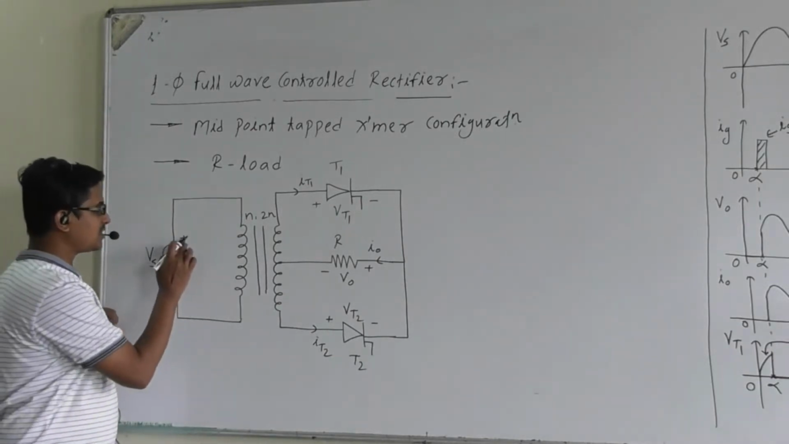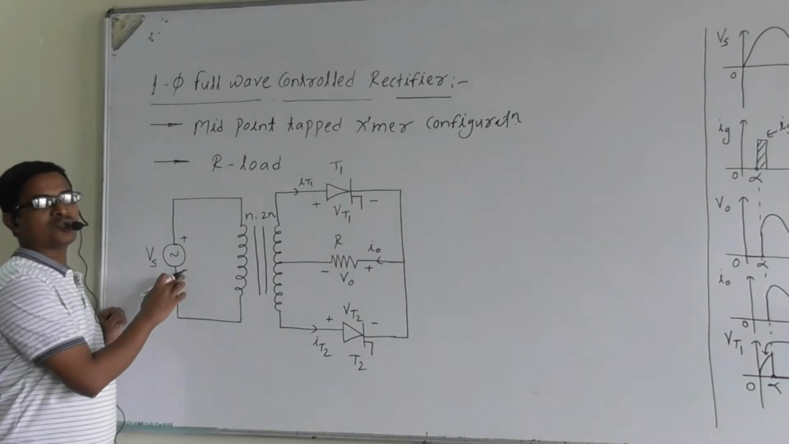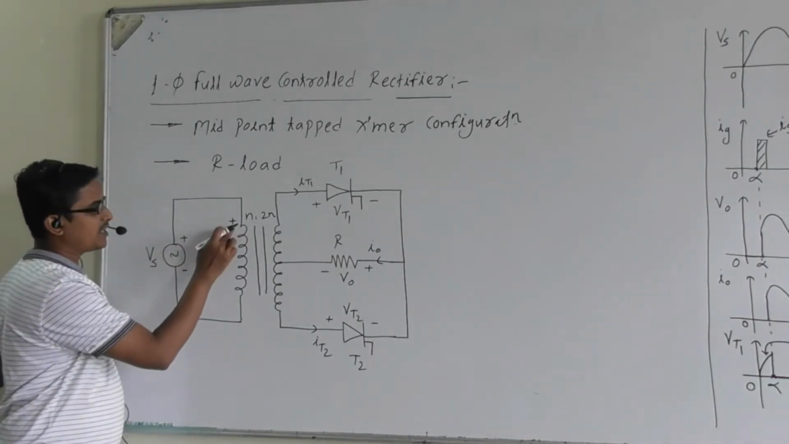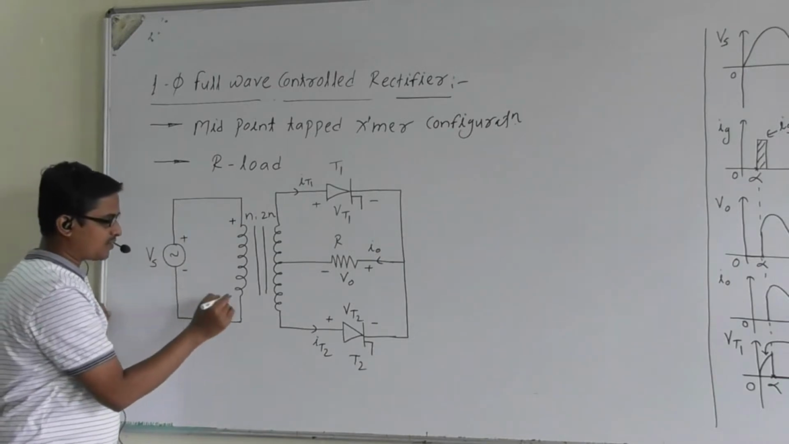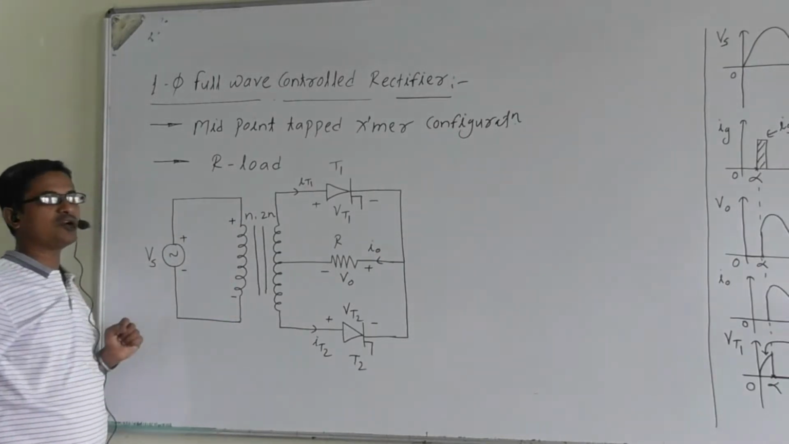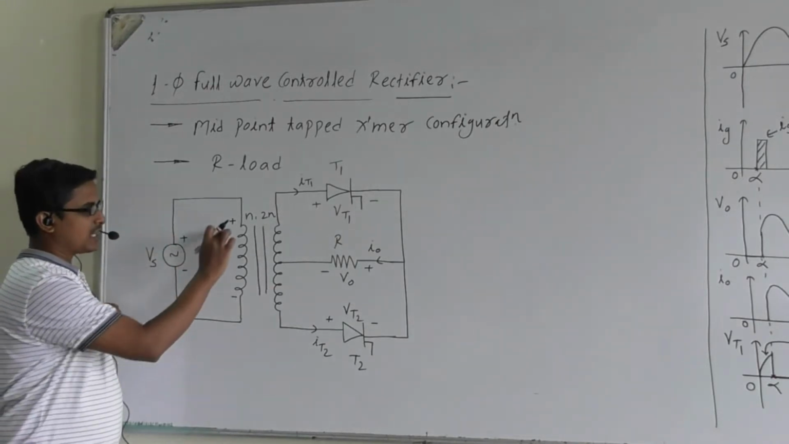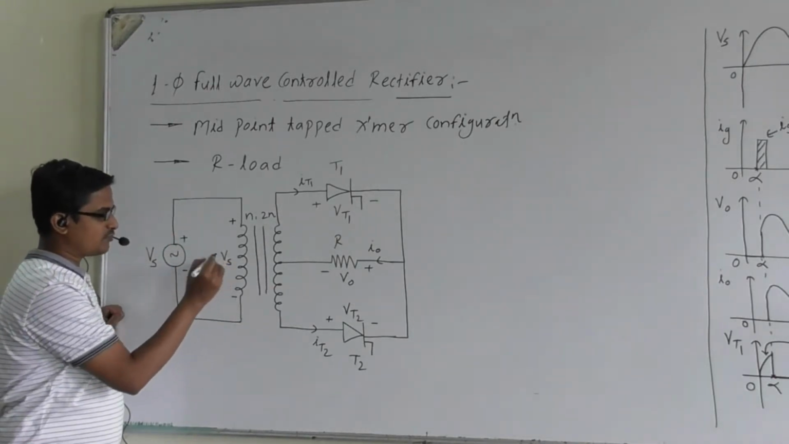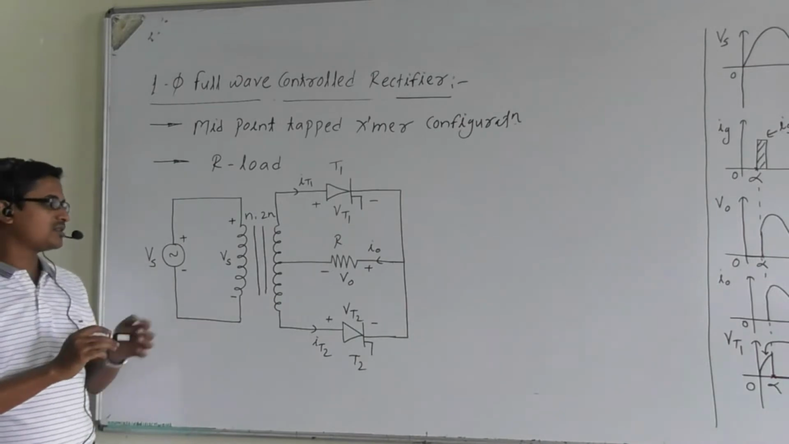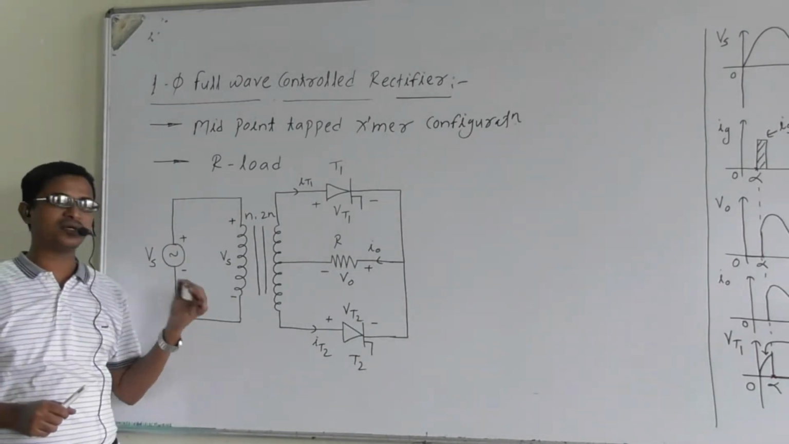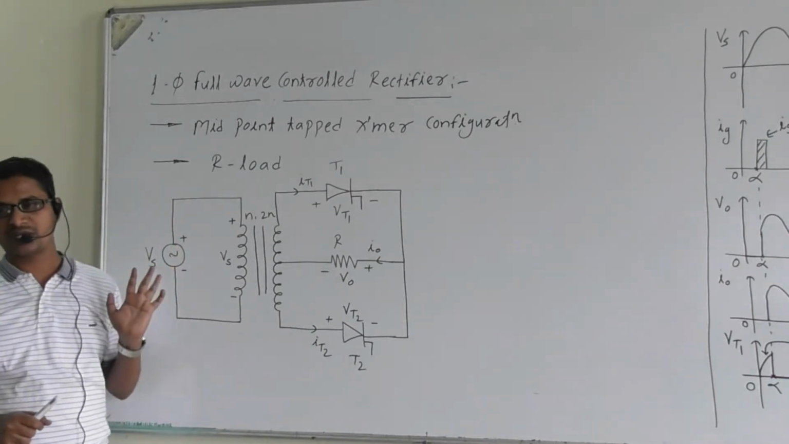Consider this as the highest potential point and this as the lowest potential point. The highest potential appears at the upper terminal of the primary winding and the lowest potential at the lower terminal of the primary winding. If this potential difference is Vs, can we say that the full potential difference Vs will appear across the primary winding of the transformer?